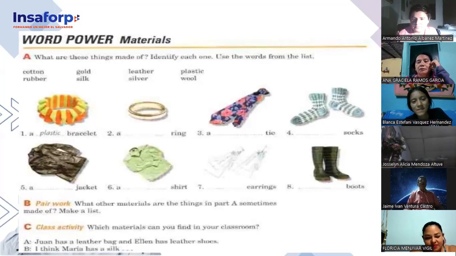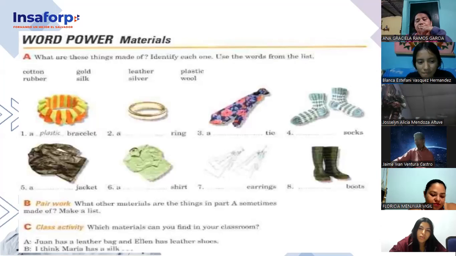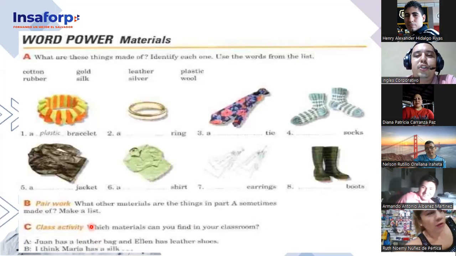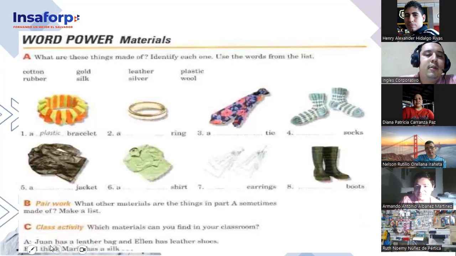Who else wants to participate? Armando, would you like to help us? I have a chair made of leather. Sorry, Armando, I couldn't hear you well. My chair is leather. Oh, your chair. Chair. But you can mention the name of someone. Juan has a leather chair. You can say Henry has a leather chair.